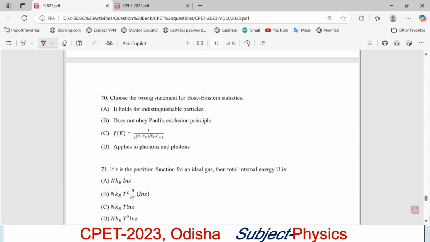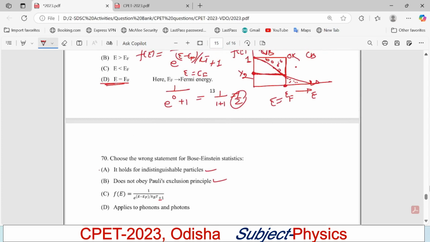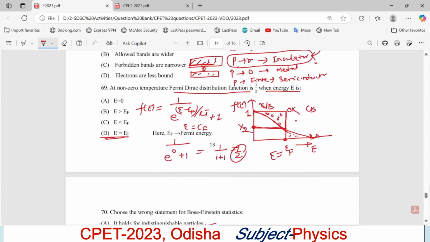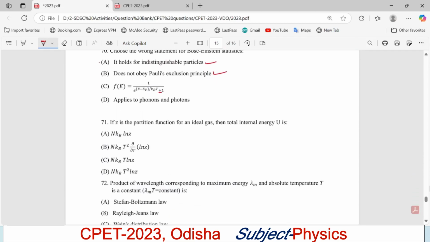Next question 70. Choose the wrong statement for Bose-Einstein statistics. The first option is that it holds for indistinguishable particles. Yes, it is correct. Does not obey the Pauli exclusion principle. This is also correct. Then the function is 1 by e to the power (E minus EF) by kT plus 1. No, this should be minus 1. In the previous question we discussed that for the Fermi-Dirac distribution function it is plus 1, and for Bose-Einstein it is minus 1. Just remember, most important, this is minus 1. Applies to phonons and photons. This is also correct. So for this question, option C is the correct answer.